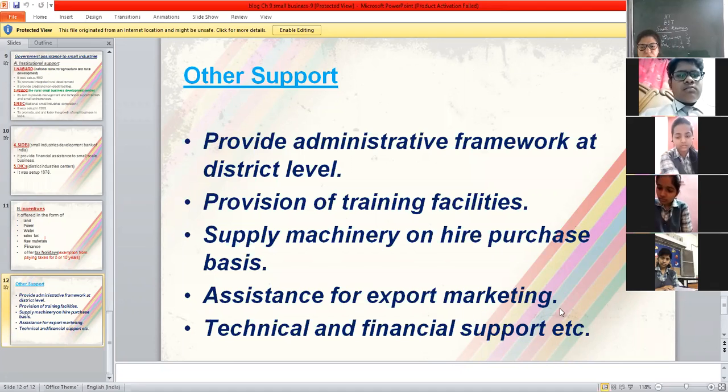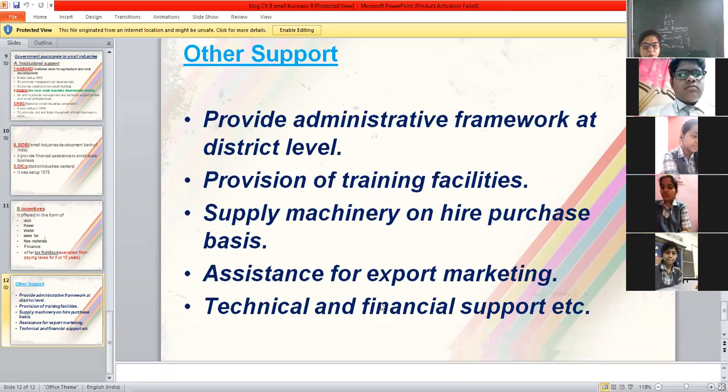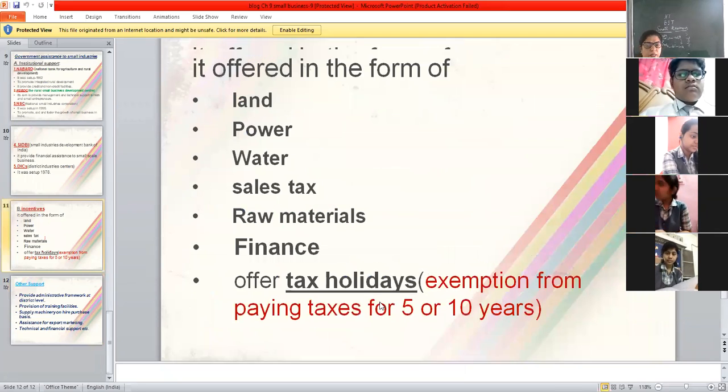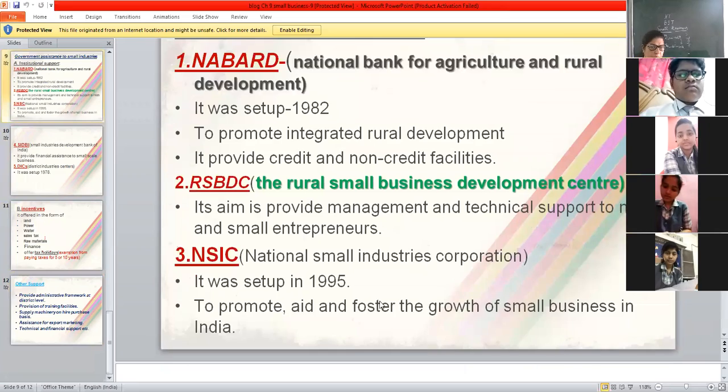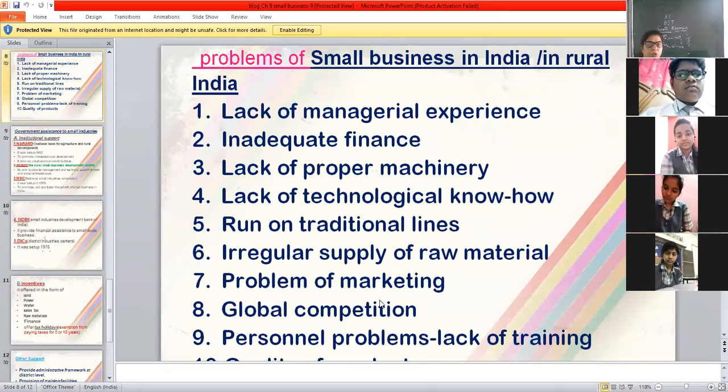Assistance for export marketing: just now I told you the government is giving help and training for export, also technical and financial support. If the small business wants advanced technological knowledge and financial support, the government is ready to provide these supports. So today we completed that chapter. I am going to explain and show you the next one.